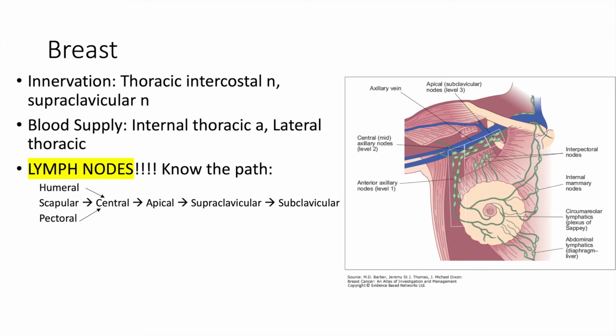So if they ask you a question on something like, this patient has cancer, and the doctor is concerned about cancer traveling, they took a biopsy of the central lymph node, and where would it travel next? So you need to know the order that they travel. So humeral, scapular, and pectoral go to central, which then go to apical, to supraclavicular, and then subclavicular. So make sure you know that path.